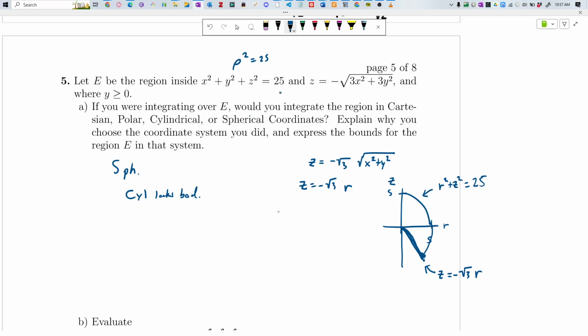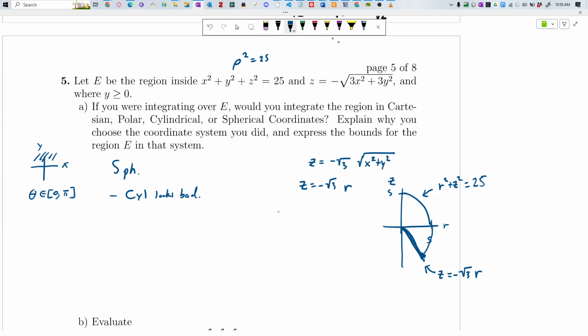And this is definitely a three-dimensional thing, so polar is immediately not an option. All right, so let's deal with the easy thing. Y greater than 0 means this, which means that theta is from 0 to pi. So we have bounds on theta.